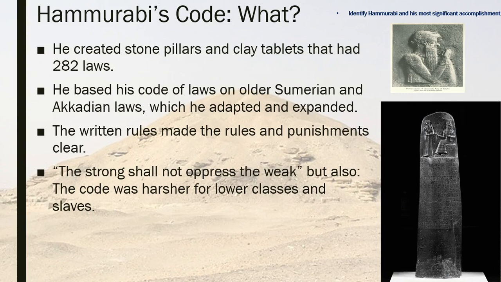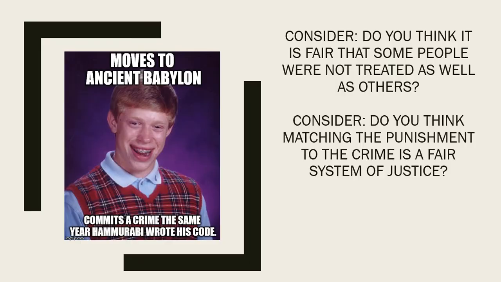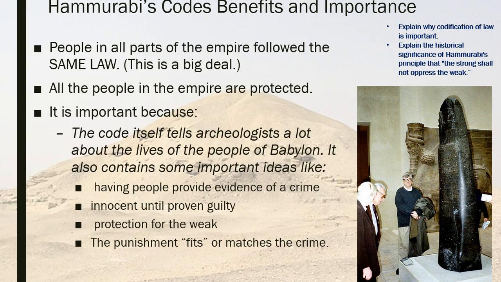Now, of course, when we say everybody's equal under the law, that does not apply to low classes and slaves and even women. So that is the only difference. But still, this was a system in which he established laws and punishments that were very clear for his empire. Okay, so consider that, it may or may not be fair that some people were not treated as well as others, but just think about, do you think that matching the punishment to the crime is a fair system of justice? Okay, so that's what we can consider as you learn more about Hammurabi's codes.